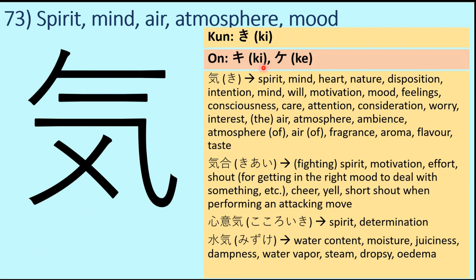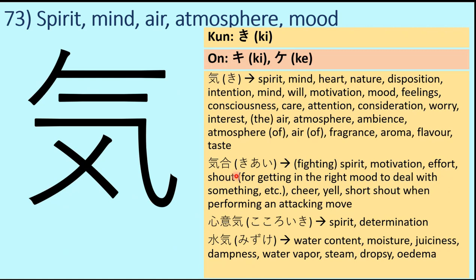So these are some of the Kun'yomi meanings. Here ki means spirit, mind, heart, nature, disposition, intention, will, motivation, mood, feelings, consciousness, care, attention, consideration, worry, interest, the air, atmosphere, ambience, air of, fragrance, aroma, flavor, or taste. So you can see how diverse the application of this kanji symbol is. Depending on the context and the combination with other kanji, any of these meanings may be applicable.